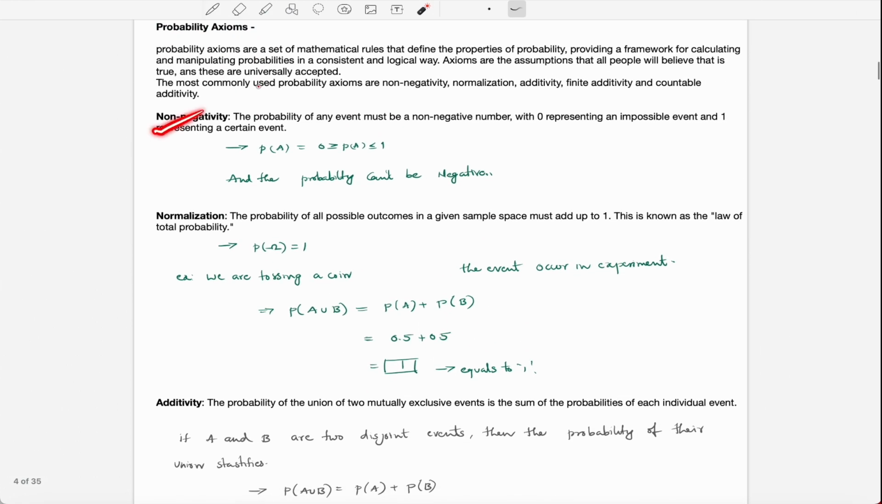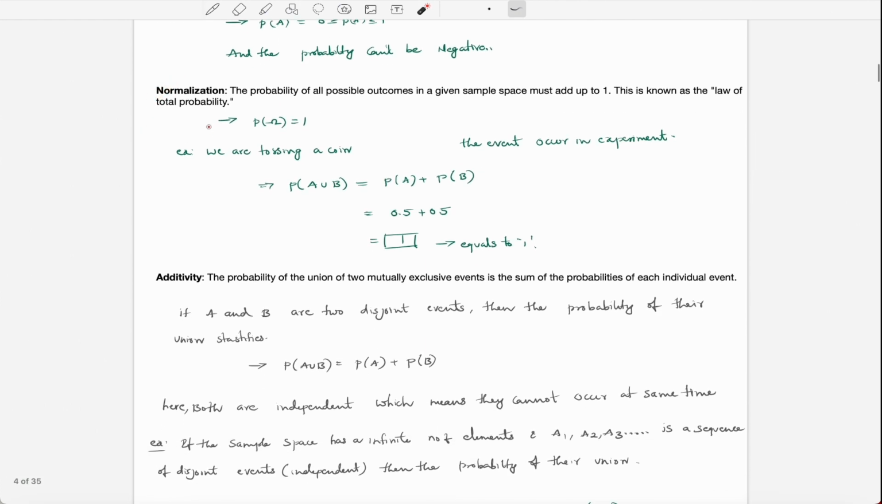So we have non-negativity, meaning the probability cannot be negative, and we have normalization, meaning how we add everything up, and the total must be 1.